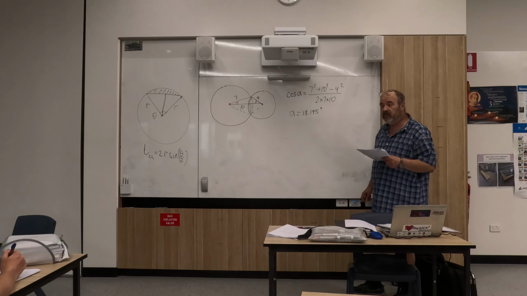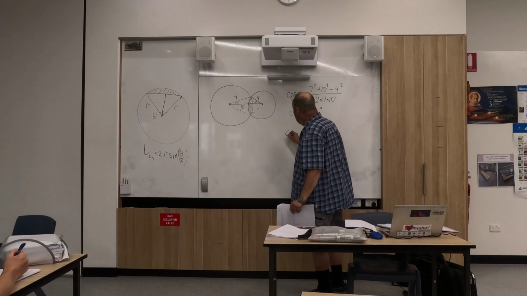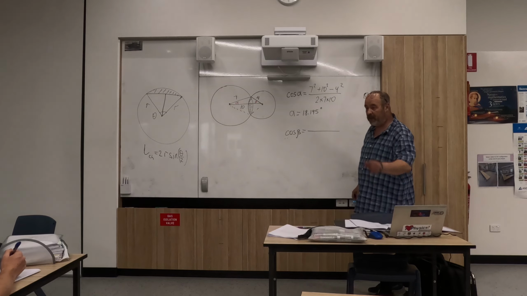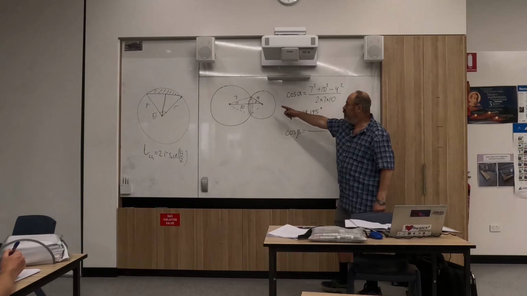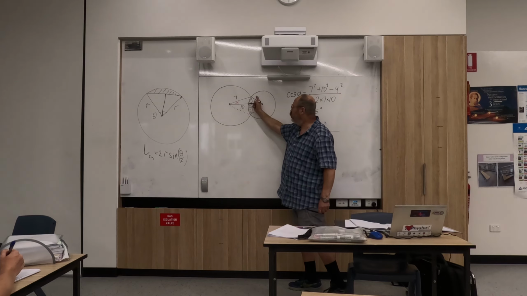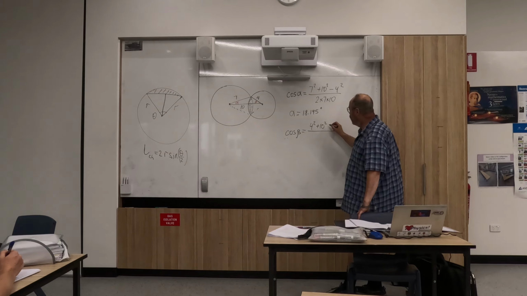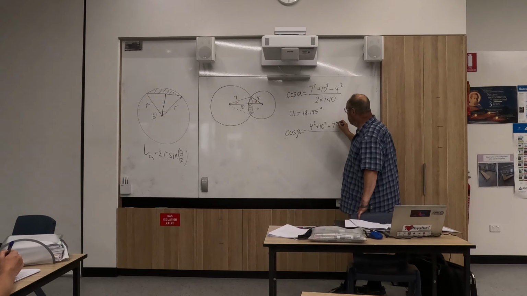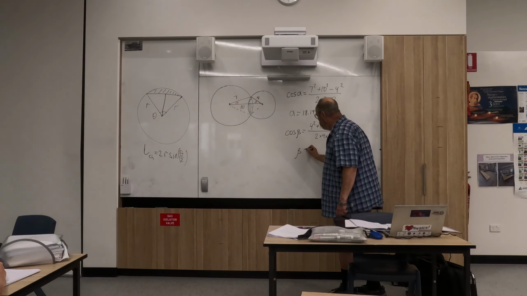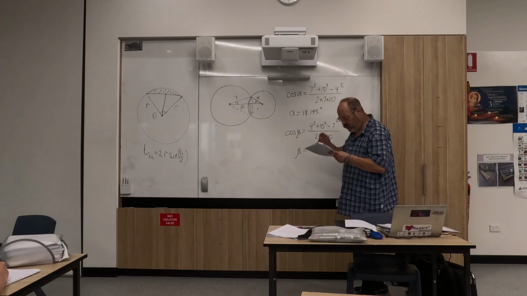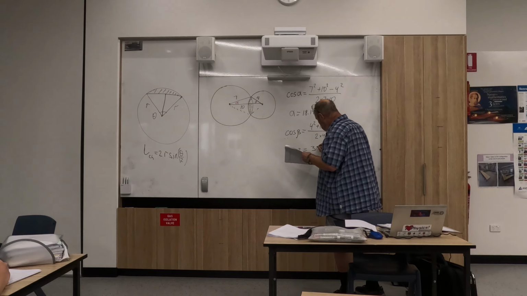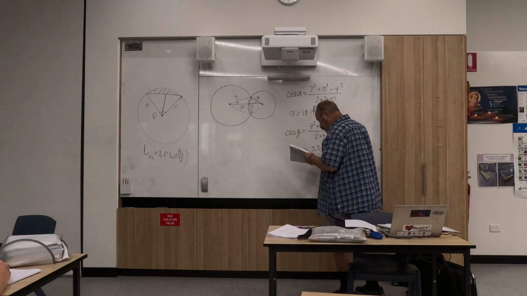Same way we can find beta, cos beta. Now you tell me what I should write to find cos beta. 4 squared plus 10 squared, add those sides which make this angle beta, minus the opposite side 7 squared, divided by 2 times 4 times 10. And putting that in the calculator will give us a value of beta equal to 33.123 degrees.